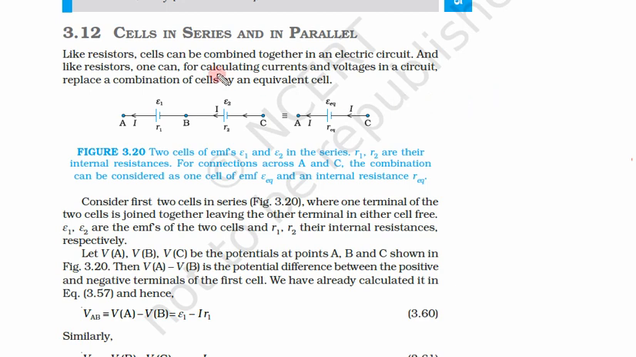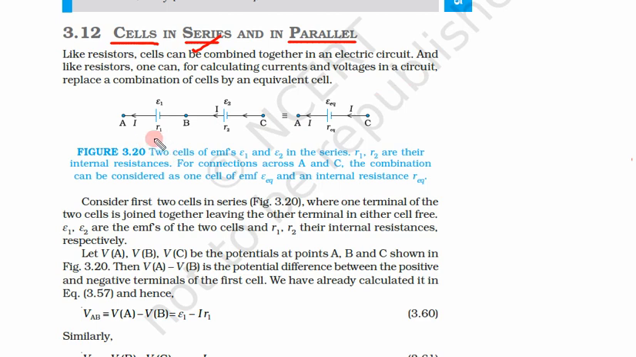So till now we have seen the combination of resistances and combination of capacitances. Now let us see what happens when cells are connected in series and in parallel. And as you know, two or more cells when connected in series are called batteries. So let us see what happens when we connect the cells. First let us take the series connection.